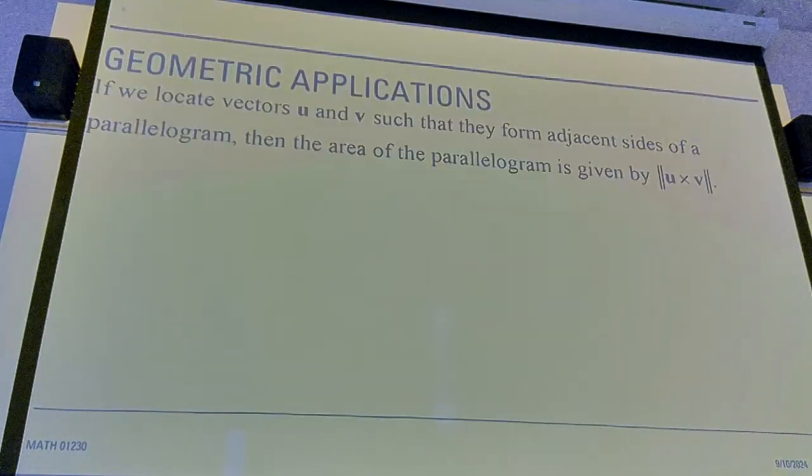If we locate vectors u and v such that they form adjacent sides of a parallelogram, the area would be the magnitude of their cross product.